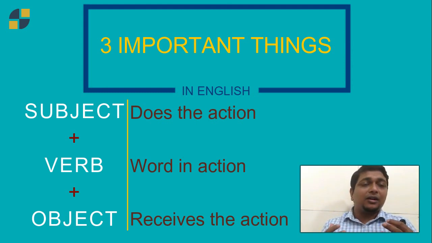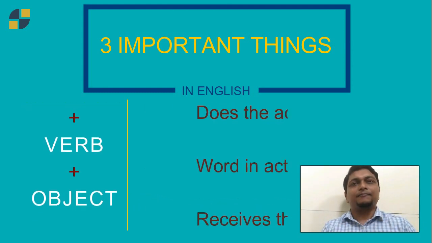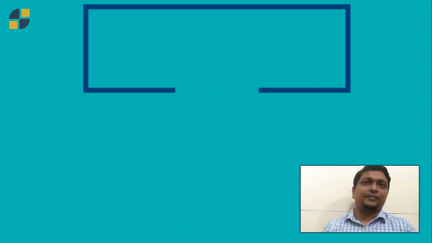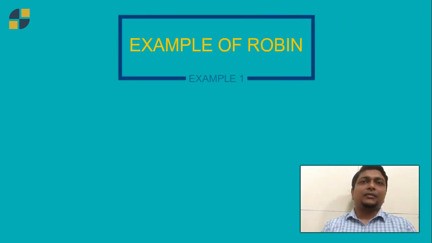And what is an object? What is the role of an object in the sentence? The role of the object in the sentence is that it receives the action on it. Now, how does this happen? Let us consider two examples in this session.